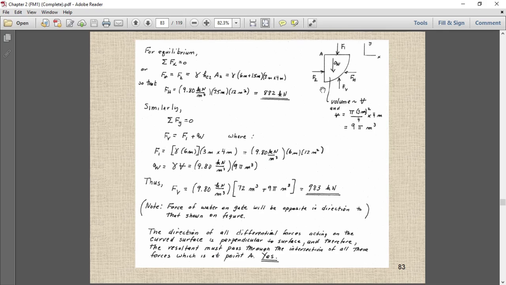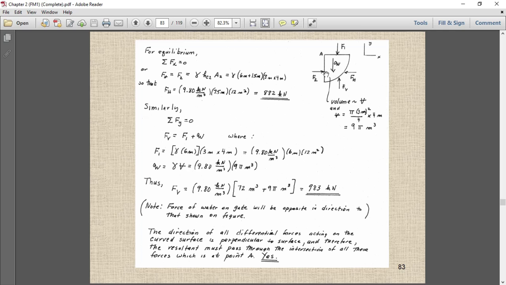So this is the free body diagram. This is point A, and the force acting in the horizontal direction due to the fluid is F1, and the force acting due to the fluid on the plane is F2 in the vertical direction. FH and FV are the reactive forces given by the curve, and W is the weight of the fluid.